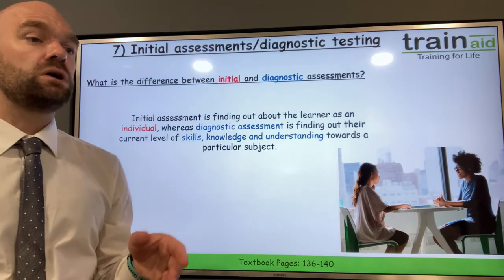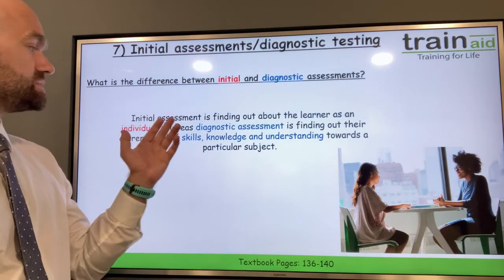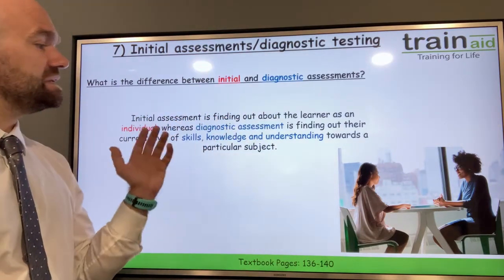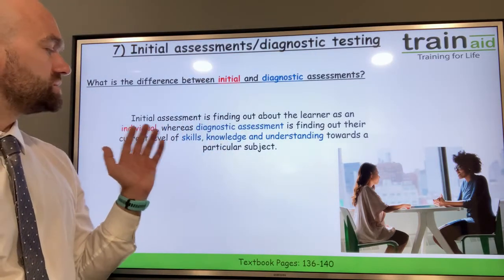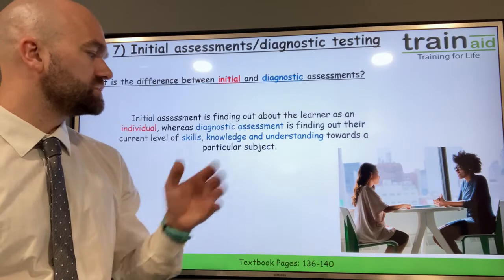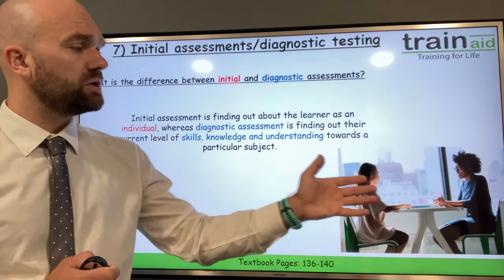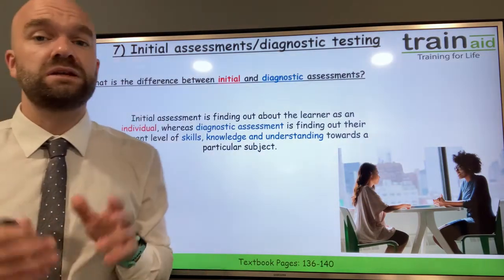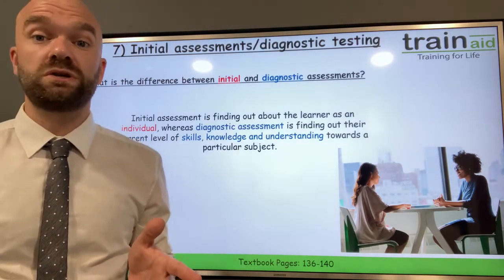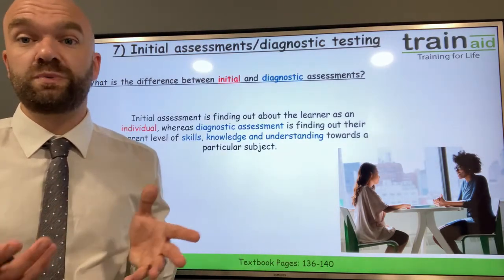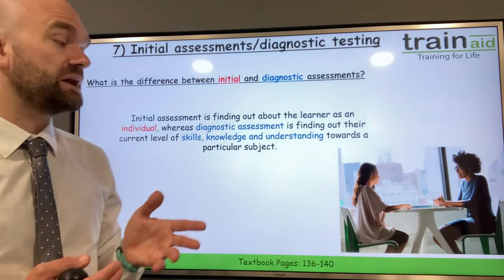Okay, but in terms of the key difference between the two, initial and diagnostic, initial assessment is finding out about the learner as an individual, whereas diagnostic assessment is finding out their current level of skills, knowledge and understanding towards a particular subject. So for example, an informal interview would be a fantastic initial assessment, finding out a bit about the learner as an individual person, perhaps their previous educational experiences, motivations for doing the course, okay, any questions can be answered here.